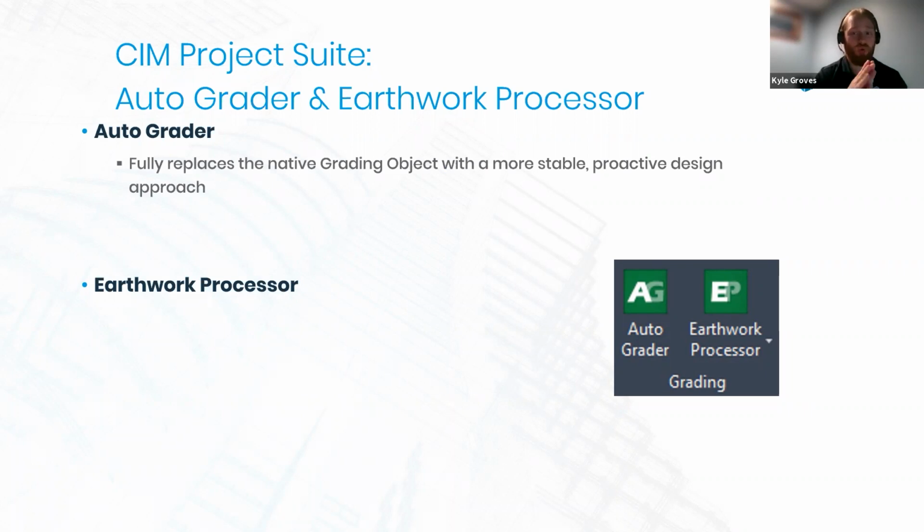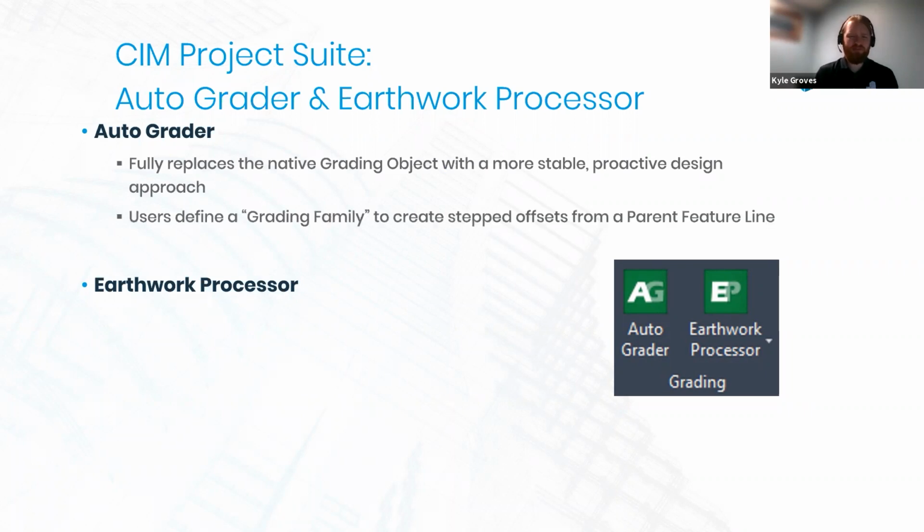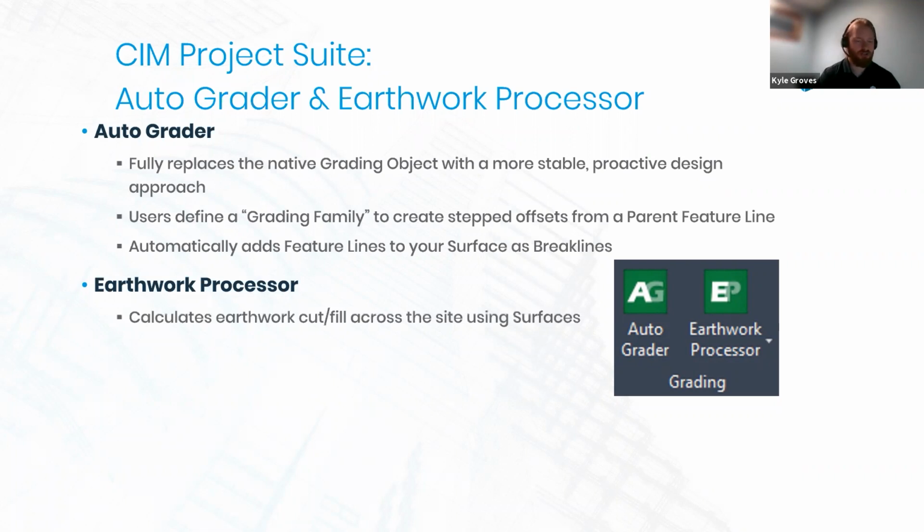This replacement is more stable, and rather than being reactive, we're going to take a proactive design approach. So we're going to imagine a right triangle, and we're going to solve that ahead of time. Then we're going to ask Civil 3D to create those stepped offsets for us. We're going to do this by defining something called a grading family to create those stepped offsets from that parent feature line. All of those stepped offsets, I'm going to call those child feature lines, but that's our goal there, is to have Civil 3D automatically process those, and it can even add those to your surface as a break line.